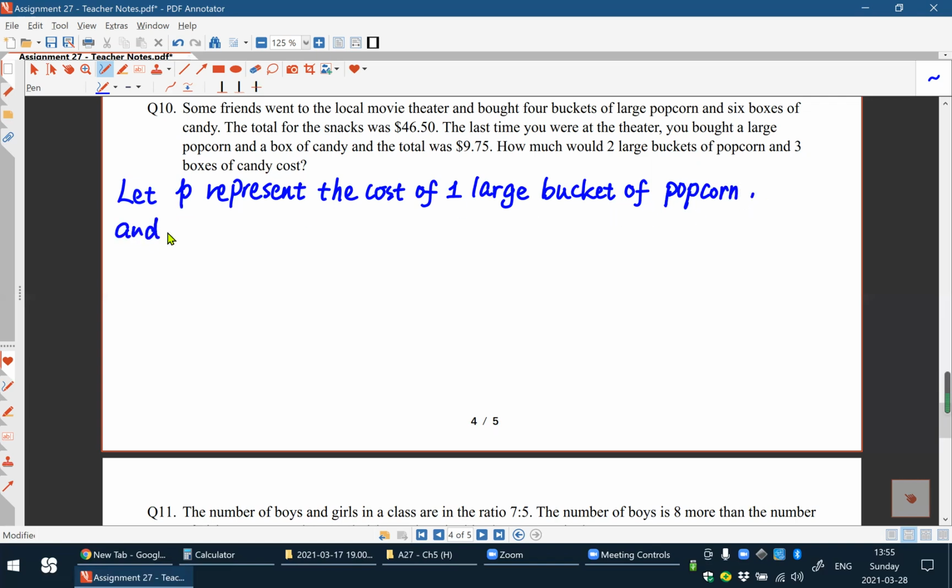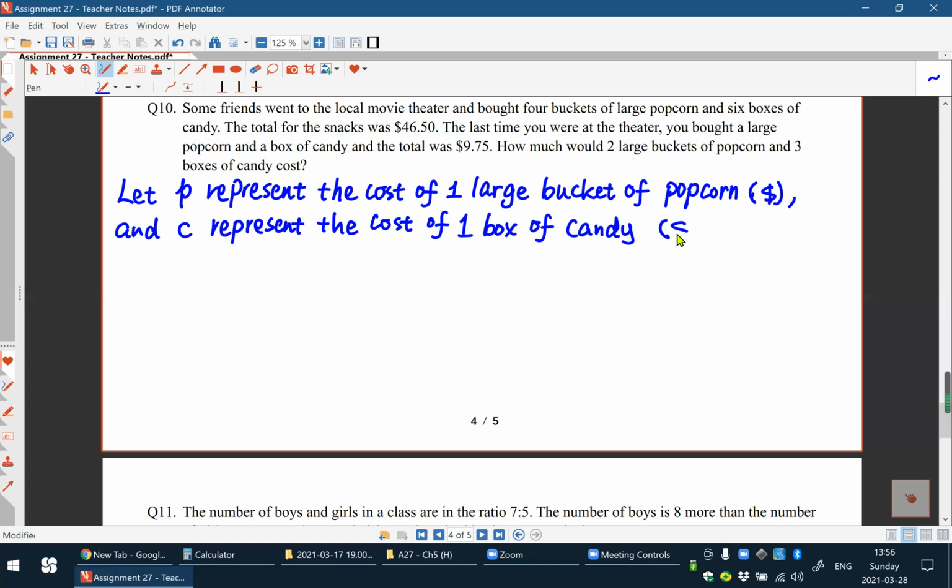And candies we use C. Let C represent the cost of 1 box of candy. Okay, again, we need to specify the unit. Both units use dollars.